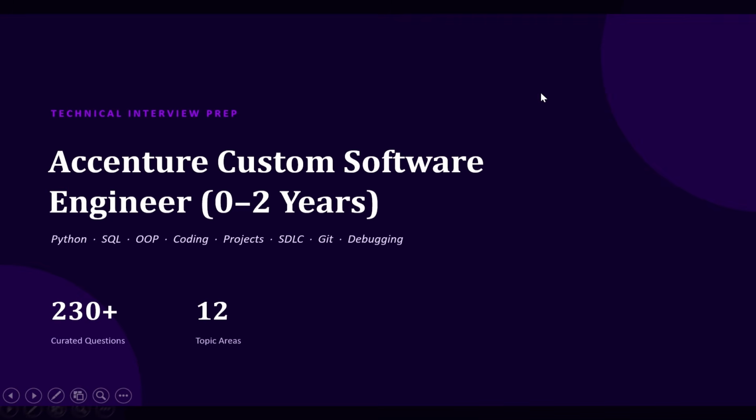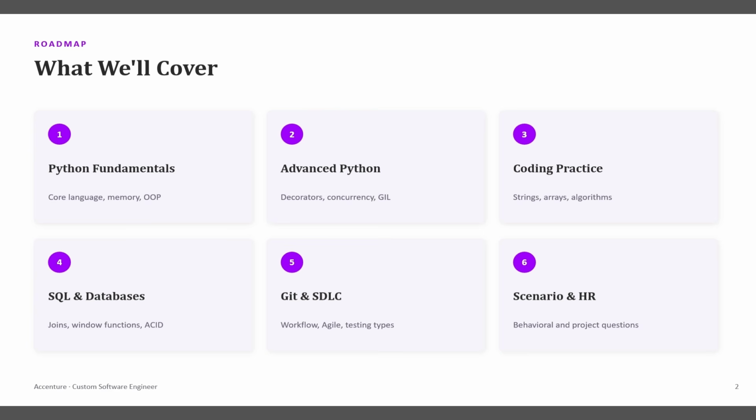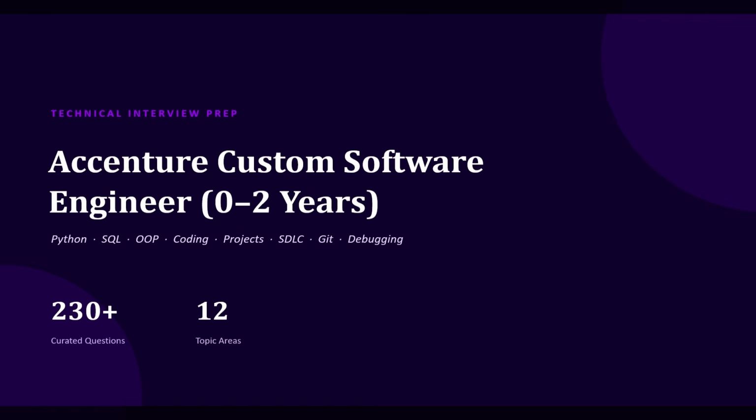If you have an Accenture interview coming up for the Custom Software Engineer role, this is the only video you need to watch. Because I'm about to give you over 230 real, frequently asked questions across Python, SQL, OOP, Git, and SDLC, all in one place. Stick till the end, because I'll also tell you the exact mistake most freshers make in the HR round that gets them rejected even after clearing the technical rounds.